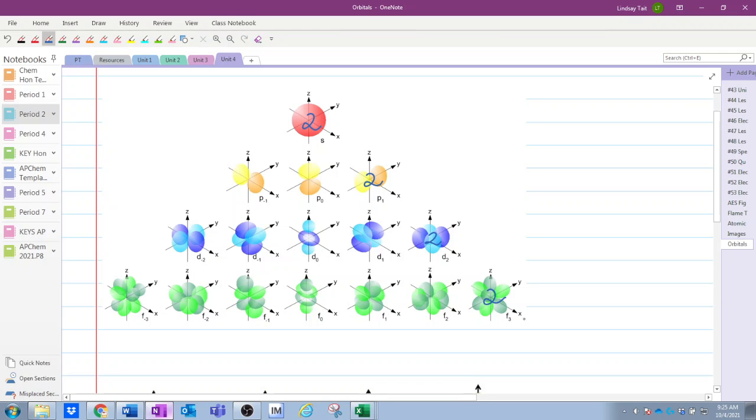Question? Yeah, could there be multiple orbitals with the same amount of energy? We're going to get there. We are building, so we're just starting with the orbital and the different orbital types.